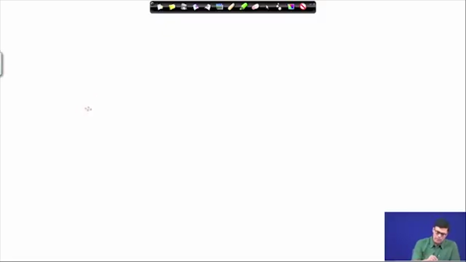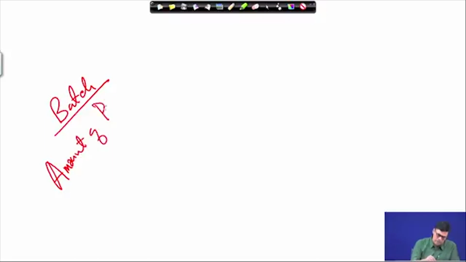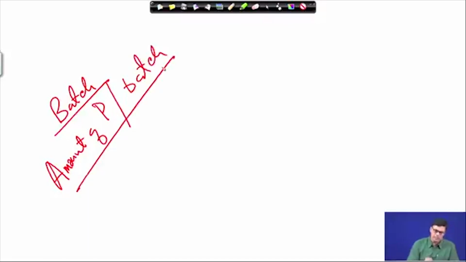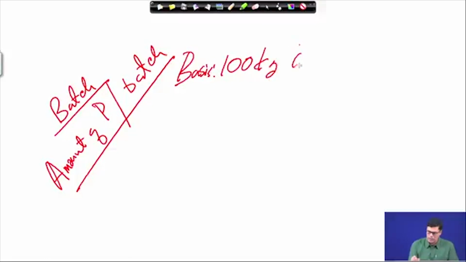So, what I told, in case of batch process, when you find the volume of the batch, first we shall have to find out the amount of product to be produced per batch. But in this problem, we target maybe 10 kg of product. The basis, what is the basis? 10 kg of product per day. Let us assume that. Okay.